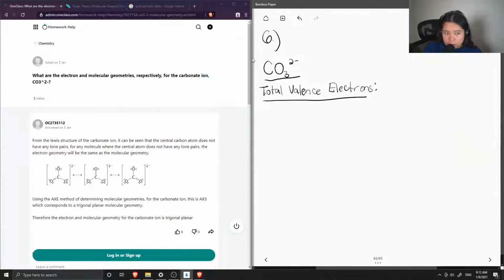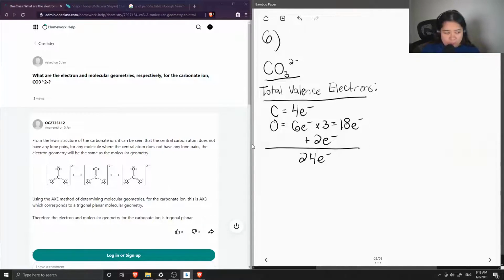In the case of a carbon atom, carbon has 4 valence electrons, and oxygen atoms contain 6, and we have 3 oxygen atoms, so we multiply this by 3. And notice that the ion has an overall 2- charge, so I'm going to add an additional 2 electrons to our total number. If we add this all up, we get 24 valence electrons.